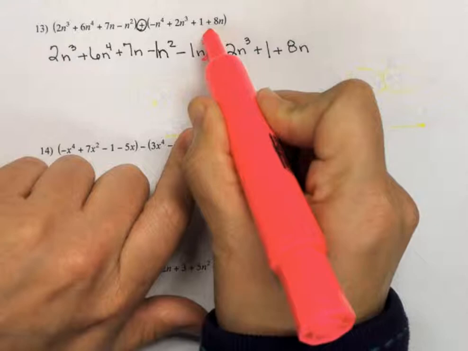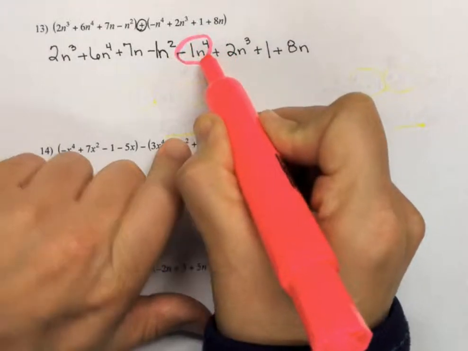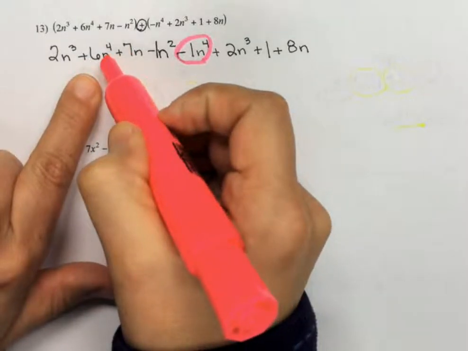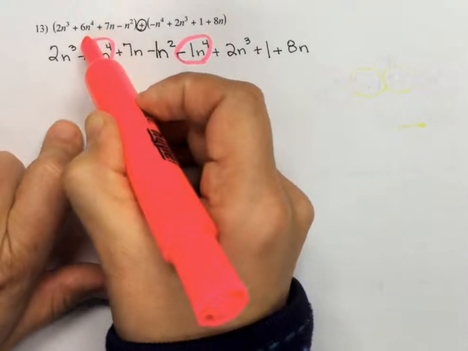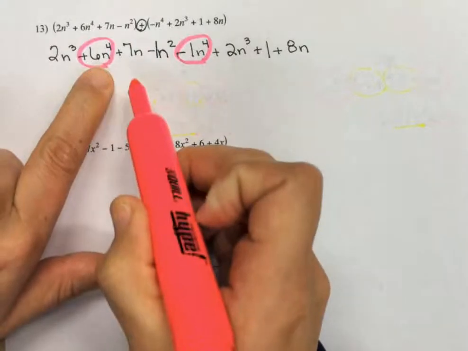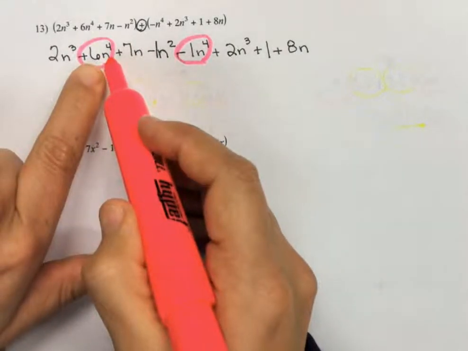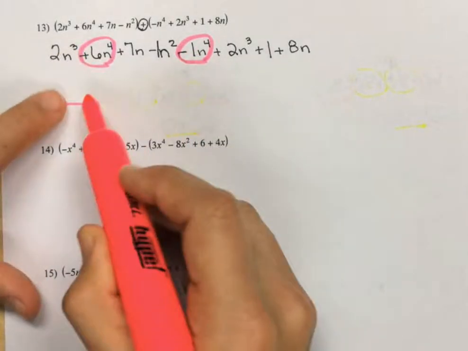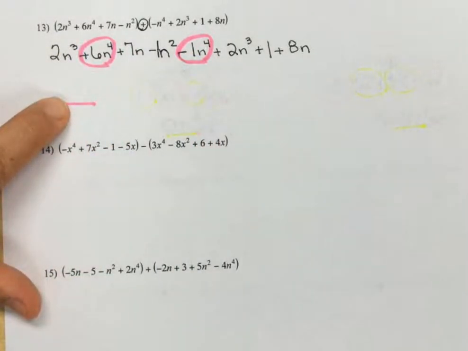I need to include the number attached along with the sign. There's another n to the fourth here. I'm circling or highlighting that entire term with the number. We're going to draw our pink line here so that we know that's where we're combining this answer.